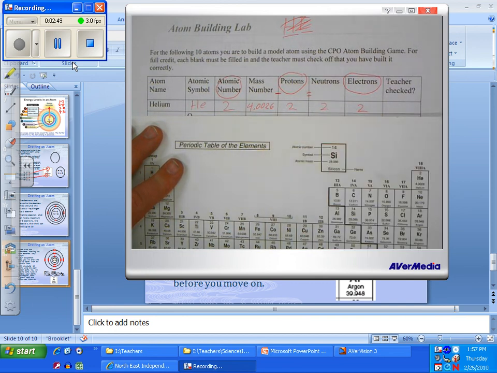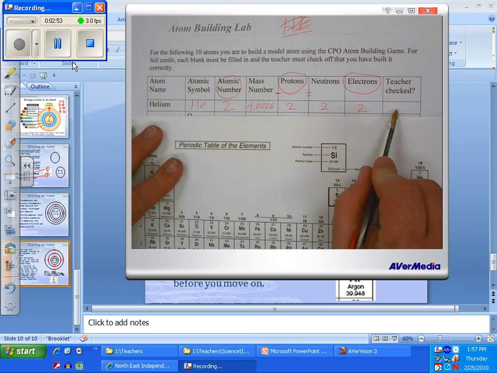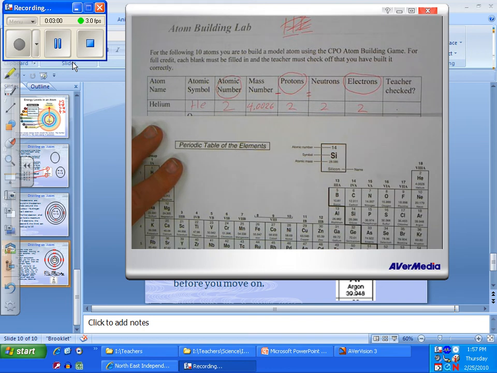Pretty easy, right? Okay, this part right here, when you build your atom, each one you build, I have to check it to make sure it's built correctly. So you're going to be drawing? No. The ones you're going to be drawing are the ones on the other worksheet with the circles. You're going to be building in the back here. You're going to actually build the atom. I'll show you all in the back in a second.